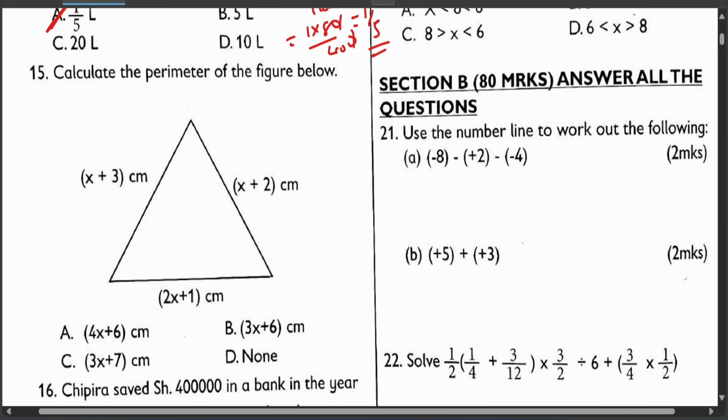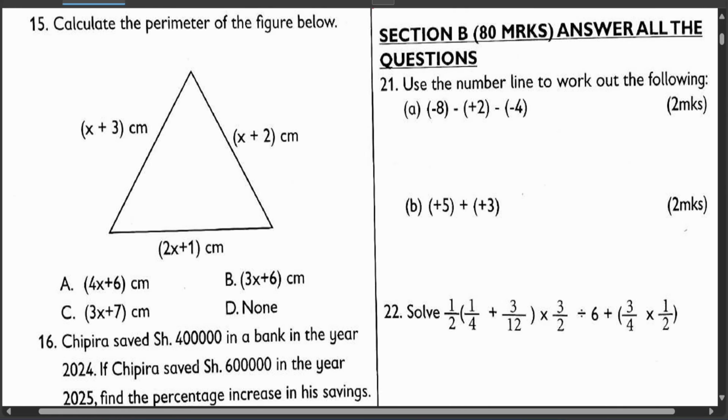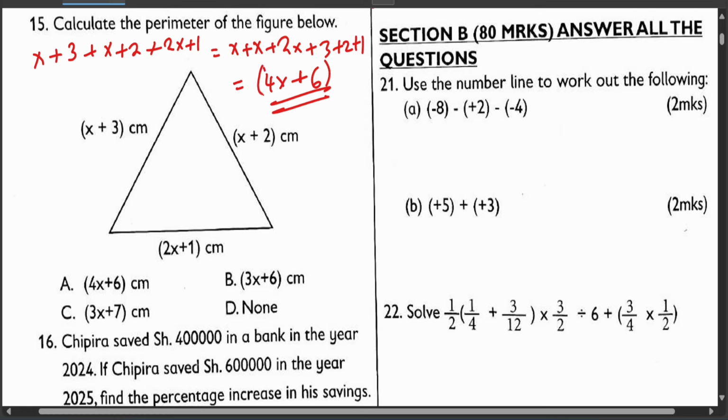So calculate the perimeter of the figure below. X plus 3, x plus 2, kuja tena 2x plus 1. So perimeter is distance around the surface. So x plus 3, you add to x plus 2, add to 2x plus 1. Then collect like terms. So x plus 2x plus 3 plus 2 plus 1. So this one gives us 4x plus 5 plus 1 is 6. So tayari ni 4x plus 6 centimeters. Khalas.